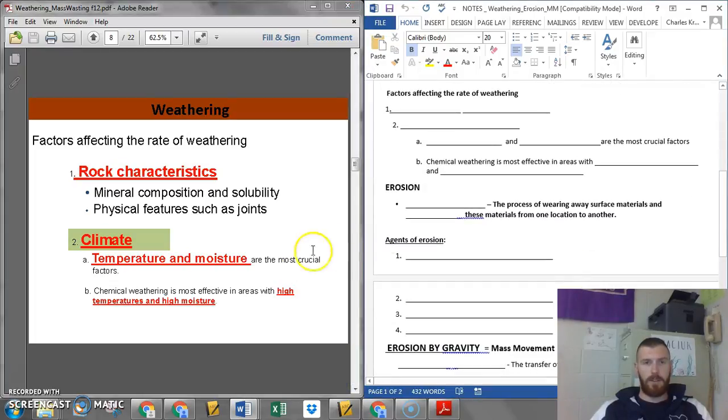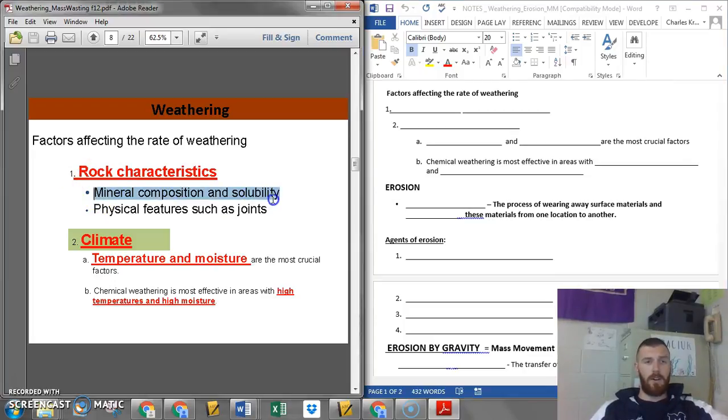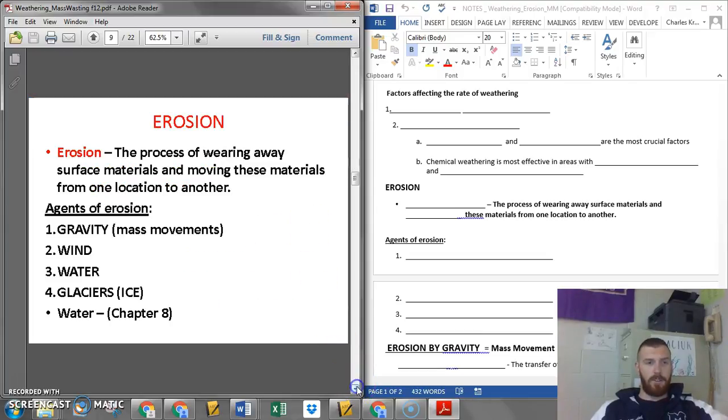Okay, let's get into factors that affect the rate of weathering. Number one is the rock characteristics. So what is it made of? Its mineral composition and solubility, and physical features such as joints or other things that are in the rock itself. Number two is climate, and like I talked about in the previous one, temperature and moisture are the most crucial factors in this, and chemical weathering is most effective in areas with high temperatures and high moisture, as this speeds up the rate of chemical reactions.